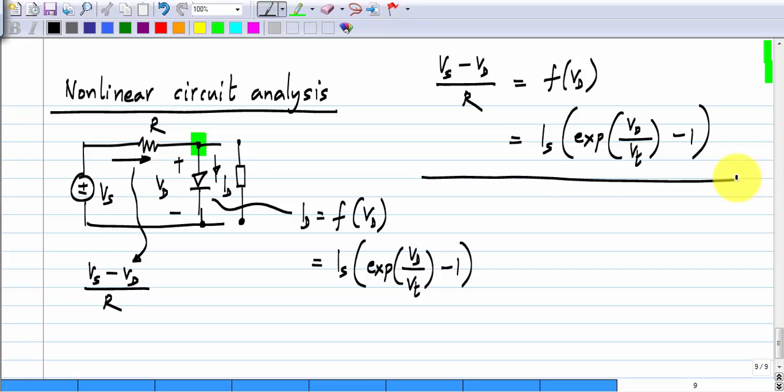Now, there is only one variable here. Vs is the source, we know that. The only one variable is Vd. So, all others are parameters of the components. R is a parameter of the resistor, and Is is a parameter of the diode, and Vt is a fundamental constant. So, you may be familiar with solving nonlinear equations. You may be familiar with methods like bisection method or Newton-Raphson iteration and so on.